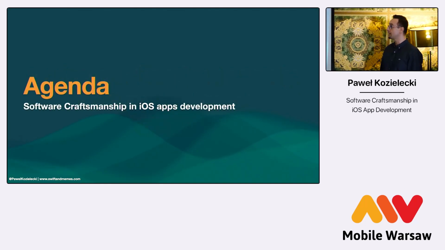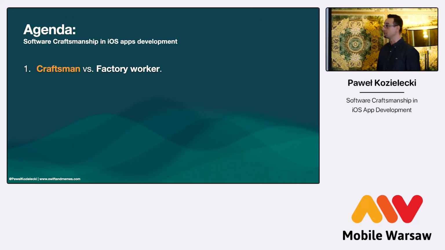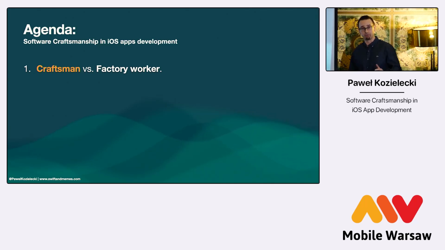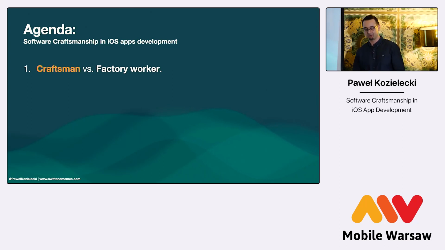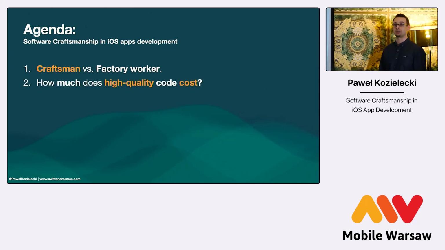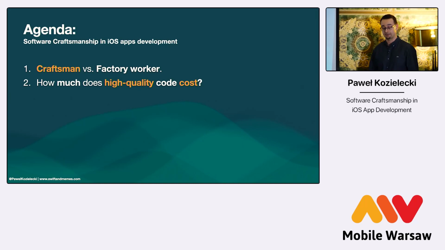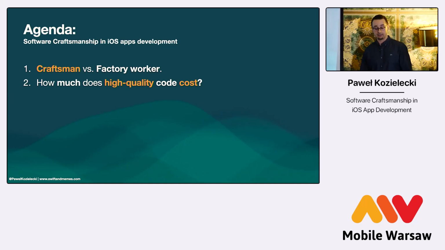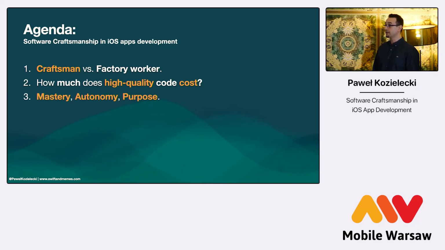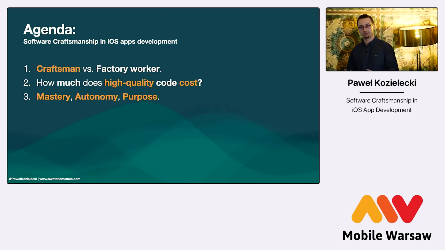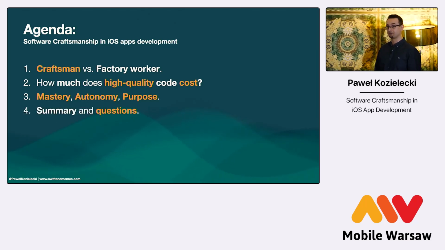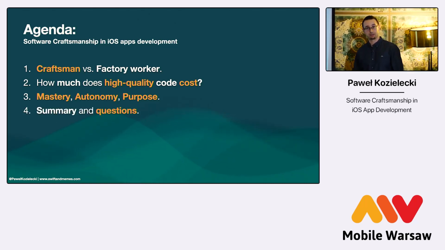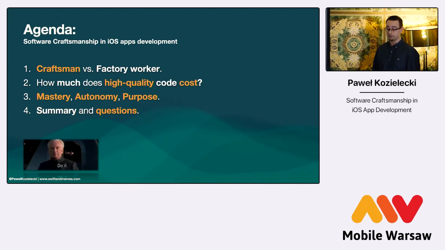So today I have only 3 topics for you. So first I would like to compare 2 approaches to our daily work, namely how to be a software craftsman versus a factory worker kind of developer. Then we're going to talk about quality, the cost of quality, and cost of lack of quality. And finally, discuss how software craftsmen choose their assignments, their projects, what they look for in those projects. So I hope then we'll have some time for quick summary and questions. So without further ado, let's just do it.